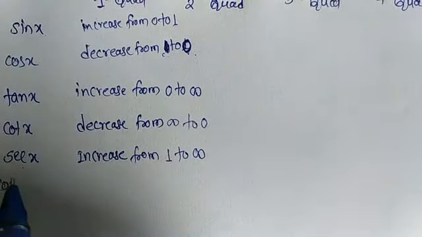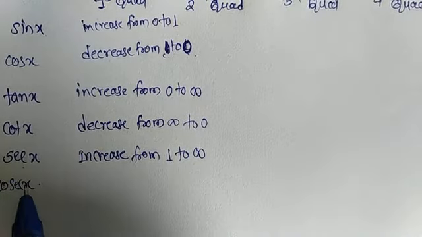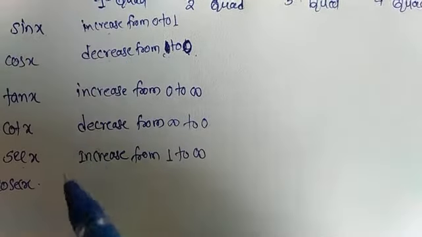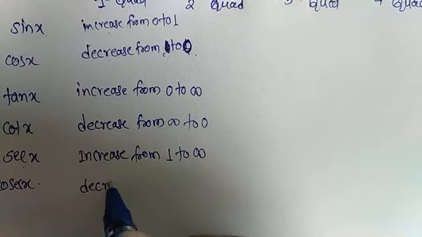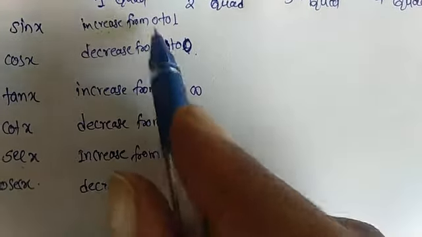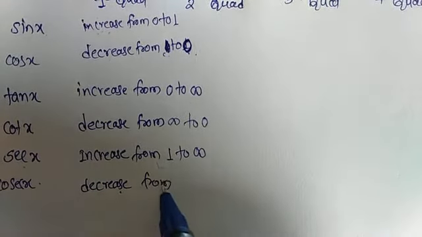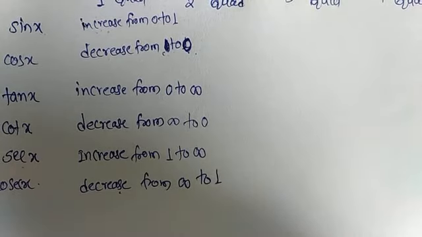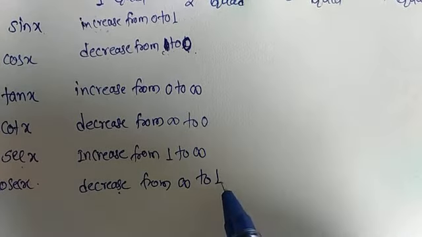Similarly for cosec x, you see sin x increases, so 1 upon sin will decrease. We have to see the reciprocal of sin x, so the increase becomes a decrease. 1 upon 0 is infinity and 1 upon 1 is 1, so it decreases from infinity to 1.